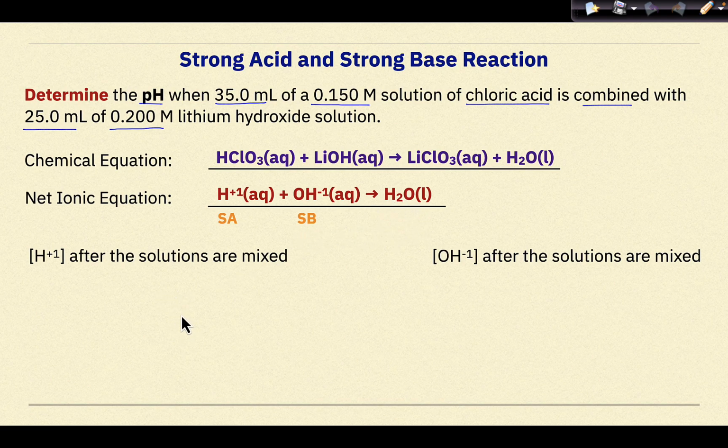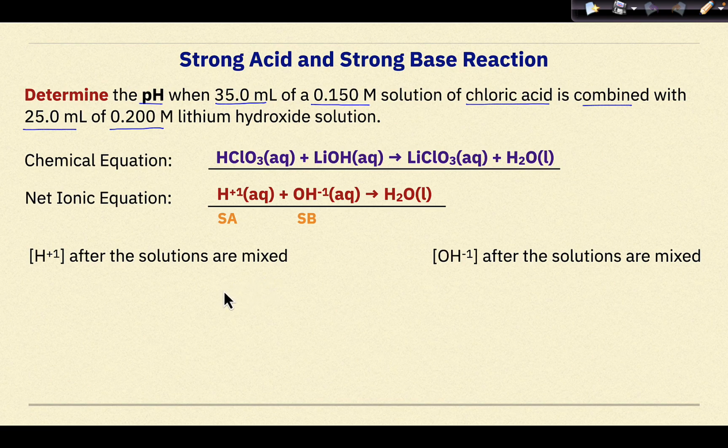It is important to notice in the example that the volumes of the two solutions, 35 milliliters and 25 milliliters, are not equal. Therefore, we need to utilize the dilution formula to calculate the molarity of the hydrogen ion concentration and hydroxide ion concentration when initial volumes have been combined. Remember that the moles of solute remain constant even though the combined volumes will increase. As a result, the molarities of both the hydrogen ion and hydroxide ions will decrease compared to the initial molarities of each. So let's see what this looks like.